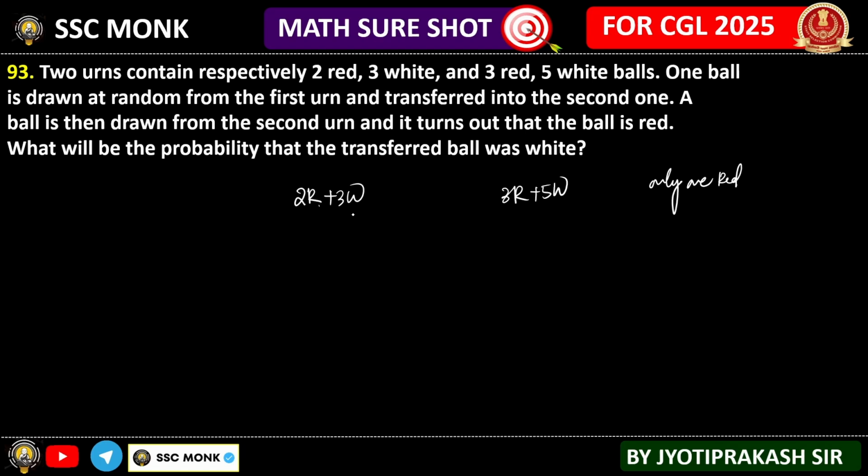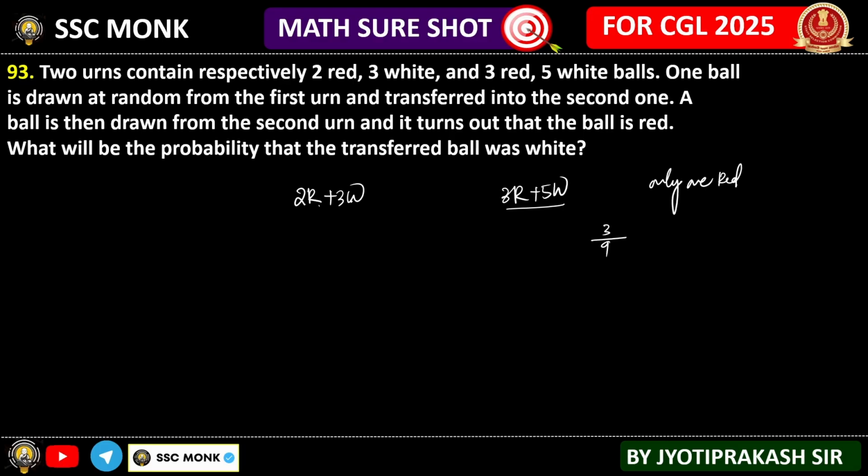And it is saying, what will be the probability that the transferred ball is white? Now let's say from here one white ball has been transferred. So total balls here what? 5 plus 3 is 8, plus 1 is 9. So out of 9 balls, how many red are there? Because we will be selecting only one red. 3 red are there. So total probability is 3 by 9.